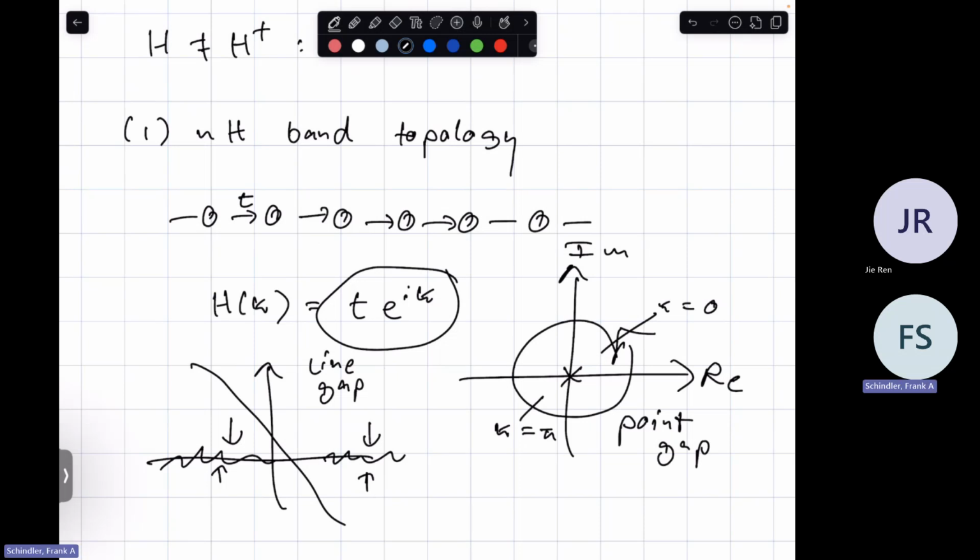In this case, you don't care about translations like that. That would be fine. I can define the point gap anywhere else. I could define it up here or so. You just added... Yeah, that's fine. That's like in the Hermitian case, it would be like shifting your Fermi energy.